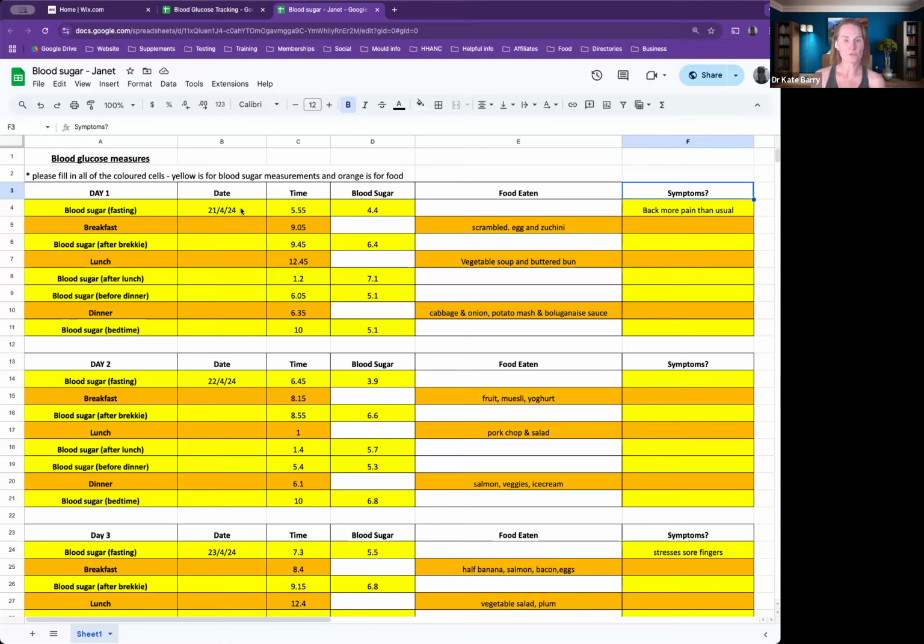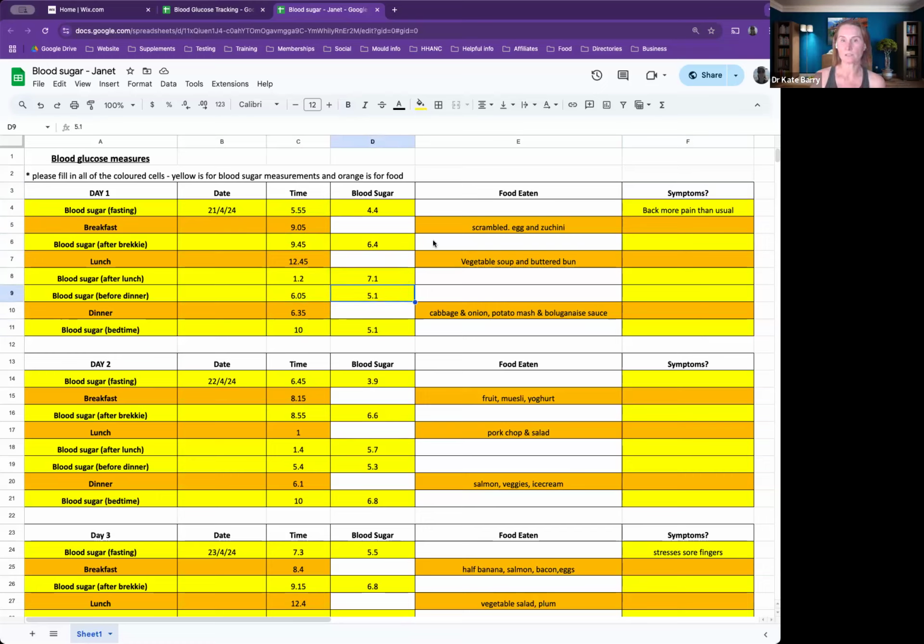So the 24th of April was the first measuring date. And you can see there's a fasting time, the time of breakfast, and then 40 or 45 minutes later, she did the after-breakfast measurement, then lunch, after lunch, before dinner, dinner, and bedtime. Okay, so all of those are the times, and then you can see the blood glucose levels.